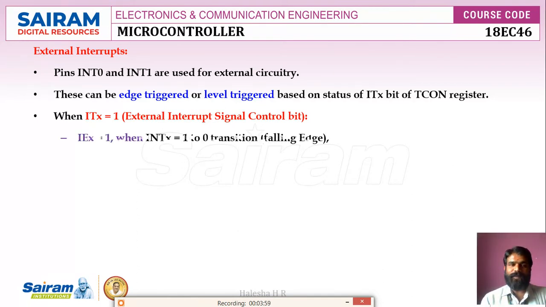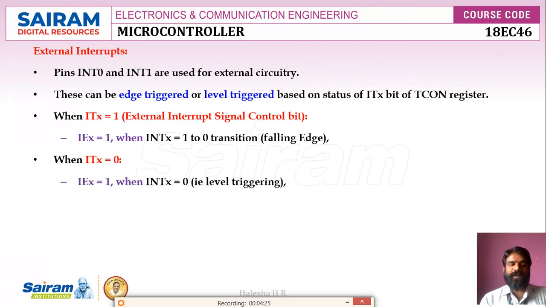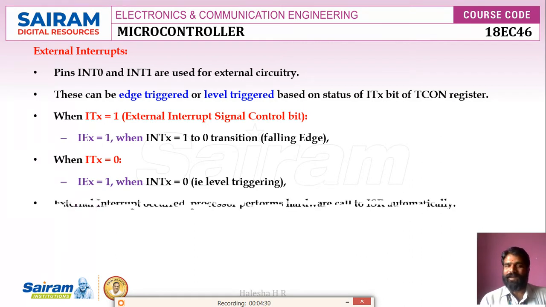If it is 1, it performs edge triggering. That means the flag IEX, IE0 or IE1, is set to 1 whenever INTX, where X can be 0 or 1, has a 1 to 0 transition, meaning a falling edge. Even when the falling edge occurs, IEX will be equal to 1. Suppose ITX is equal to 0: IEX is set to 1 when INTX receives a 0, that is level triggering. So an external interrupt occurred.